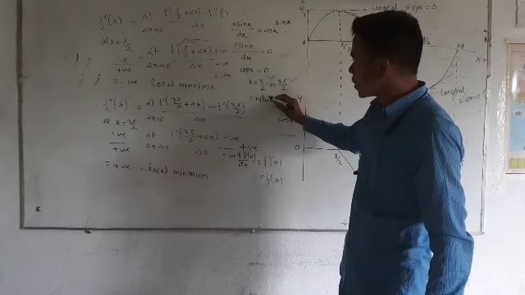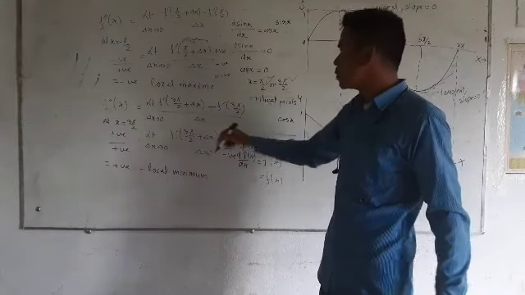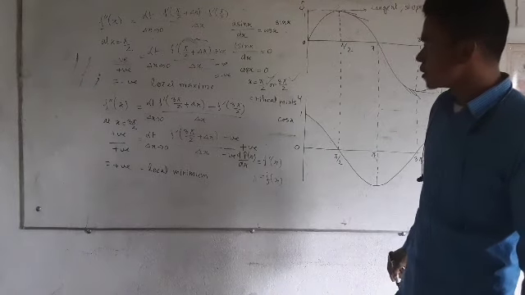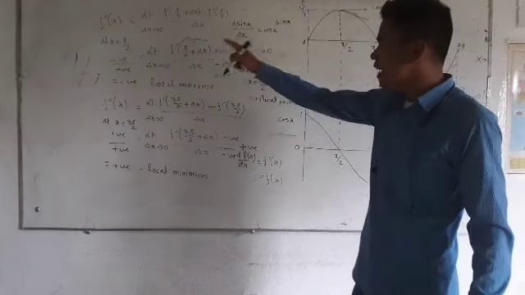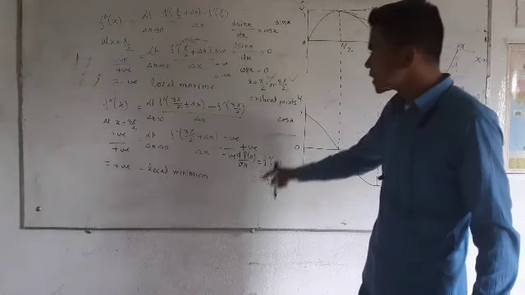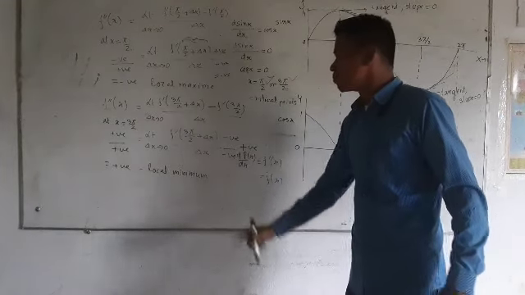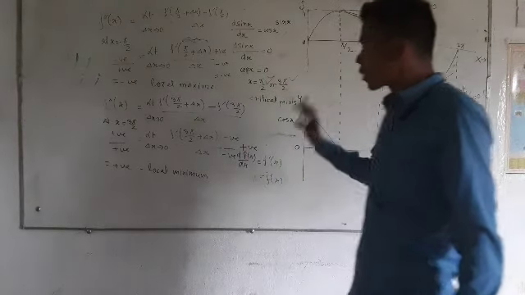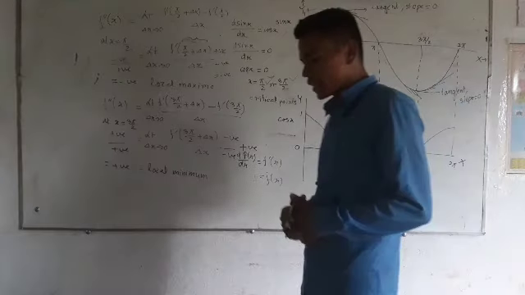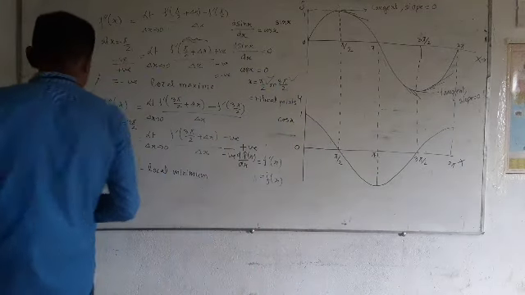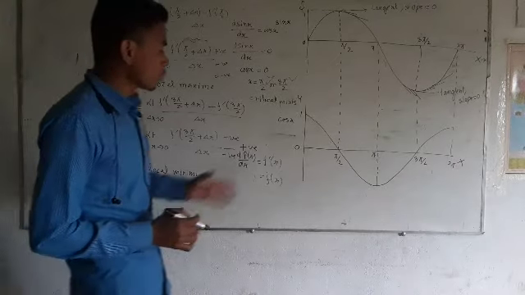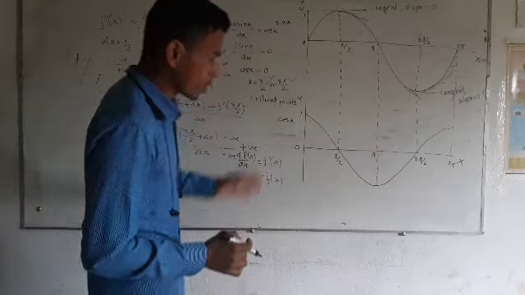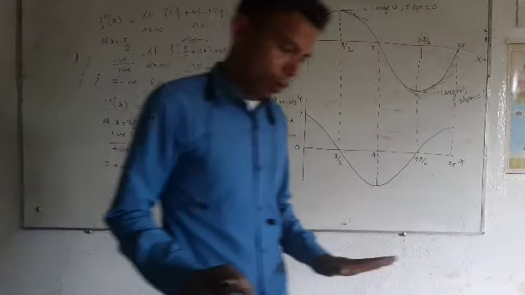If that value is negative, then that corresponds to the local maxima of the function. And if the value of the second order derivative at the critical point is positive, then that point corresponds to the local minima of the function. This is regarding local maxima and local minima of the function, how to find them using the differentiation process, without even drawing the graph.